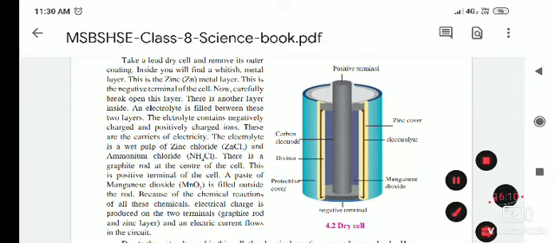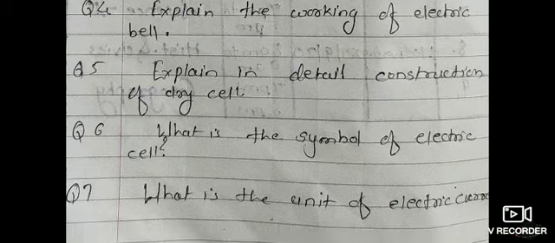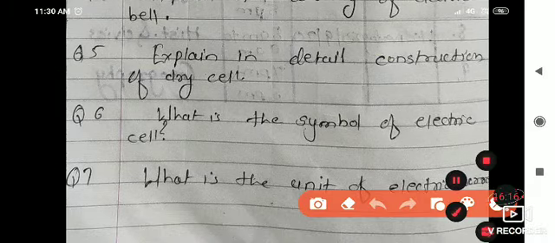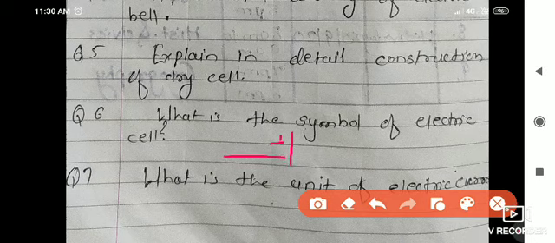Now the next question is: what is the symbol of an electric cell? For that you have to draw two lines, one longer and one shorter. On the side of the longer line you write positive, and the other is the negative terminal. So this is the symbol of the electric cell.